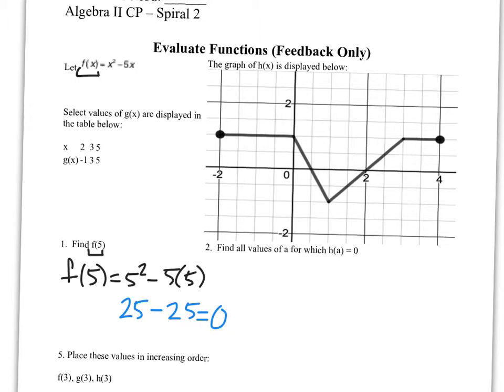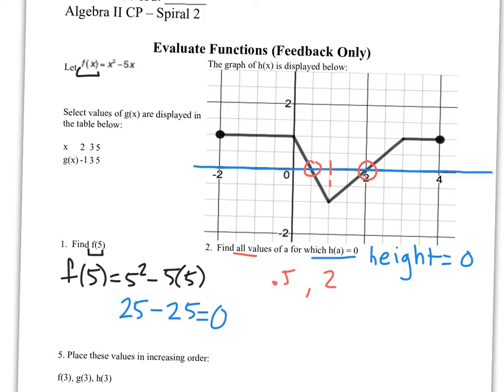For number 2, we're looking at values for which h of a is equal to 0. That means that the height of our function is equal to 0. So I'm going to draw a blue line on my x-axis. That's where the height is 0. And I notice that this crosses my graph at 2 different places. I have to include both of these answers because I'm looking for all values. That means 0.5, because that's where 1 is, and 2; both of those will give me a height of 0.